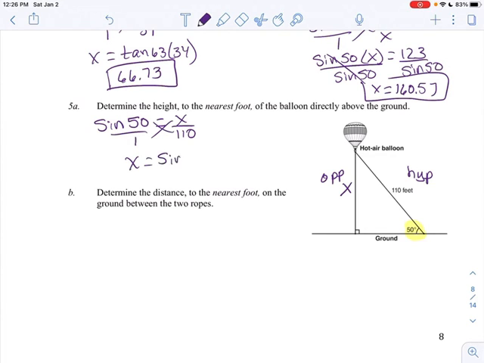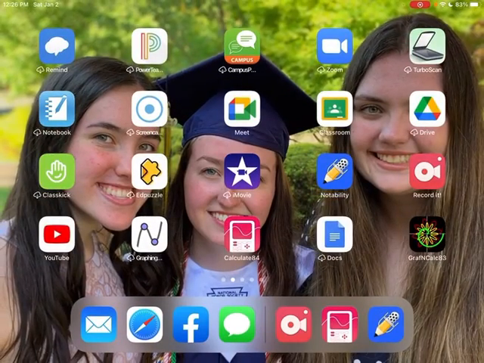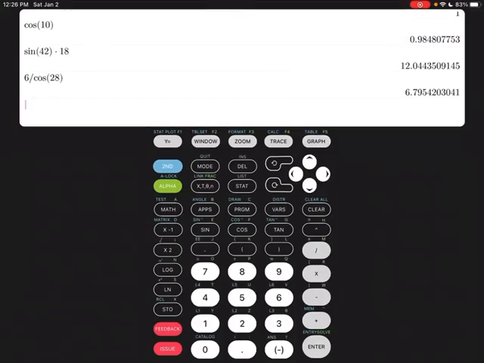1 times x is x. And then I got sine of 50 times 110. Make sure you're closing the parentheses around the 50. Sine of 50 times 110. And you're going to do that in your calculator. Let me just do that right here. So sine of 50, close the parenthesis, times 110.